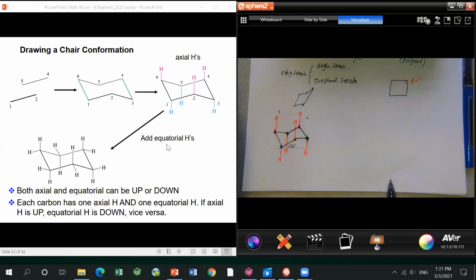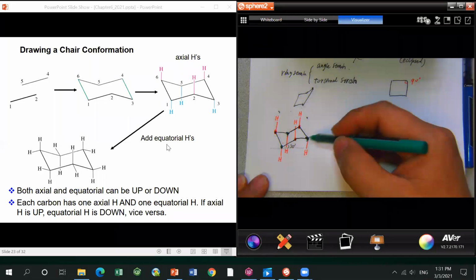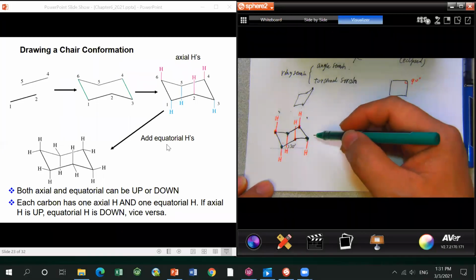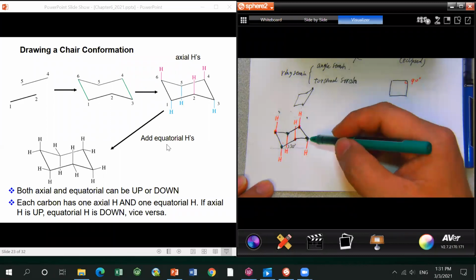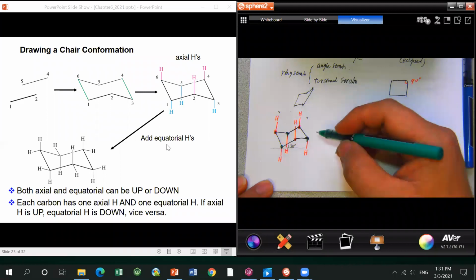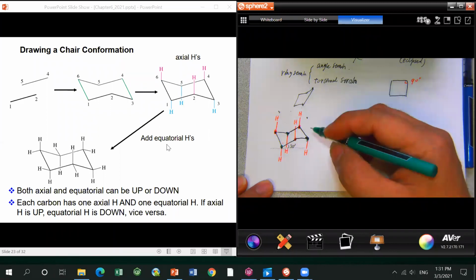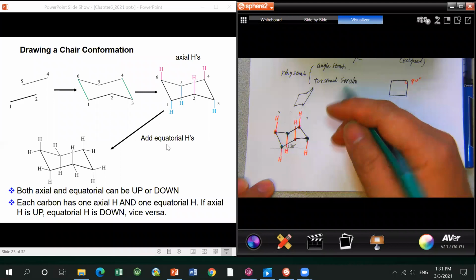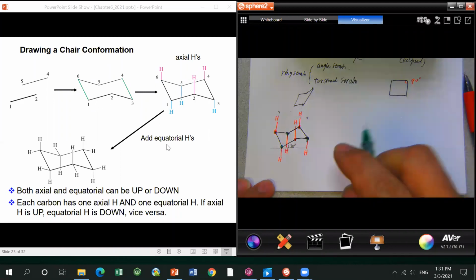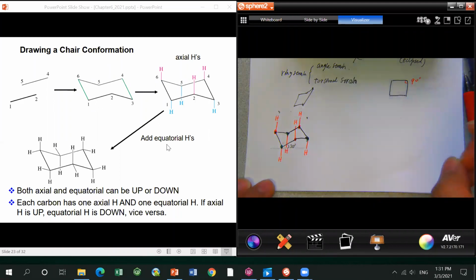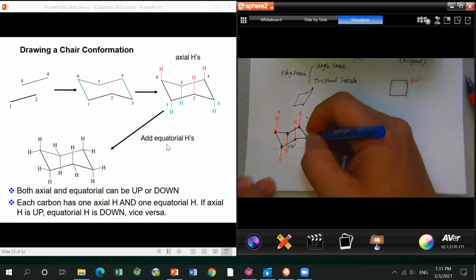So for each carbon, there's one equatorial bond and one axial bond. If the axial bond is going down, the equatorial bond should be going up. If the axial bond is going up, the equatorial bond should be going down. So they have opposite directions, pointing opposite ways.